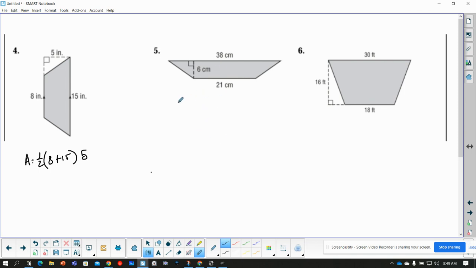So this next one here, 1/2 base 1 plus base 2, 38 plus 21, times the height. And then this last one, 30 and the 18 are the bases. 1/2 times 30 plus 18, height 16. Okay, so notice I just wrote out all three problems.